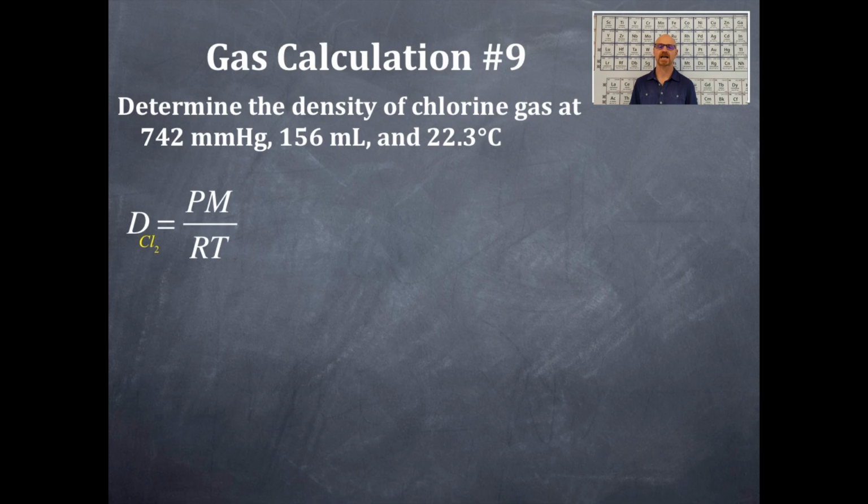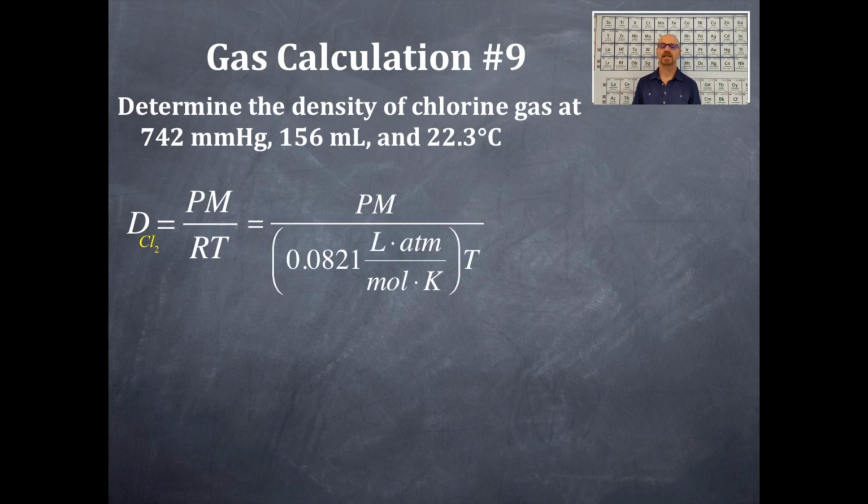Okay, so the first thing that we're going to do in this equation is plug in the ideal gas constant. Now we're going to convert our pressure to the units of pressure that are appropriate. That is atmospheres. So we're going to convert the 742 millimeters of mercury into atmospheres. I'm maintaining 3 significant figures in that as well.